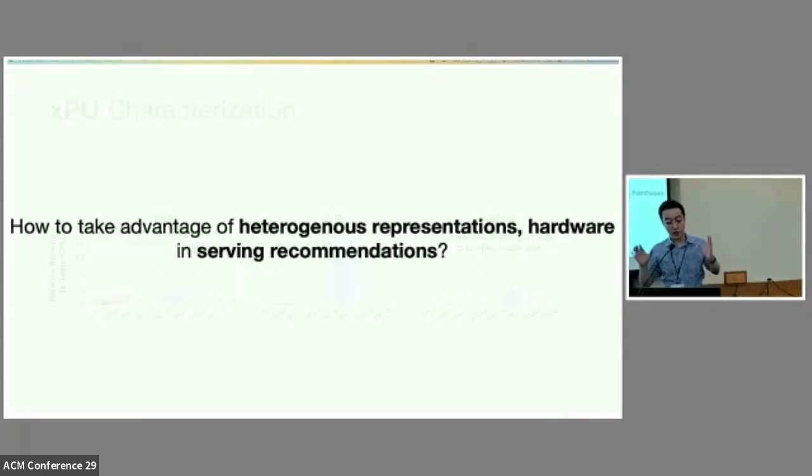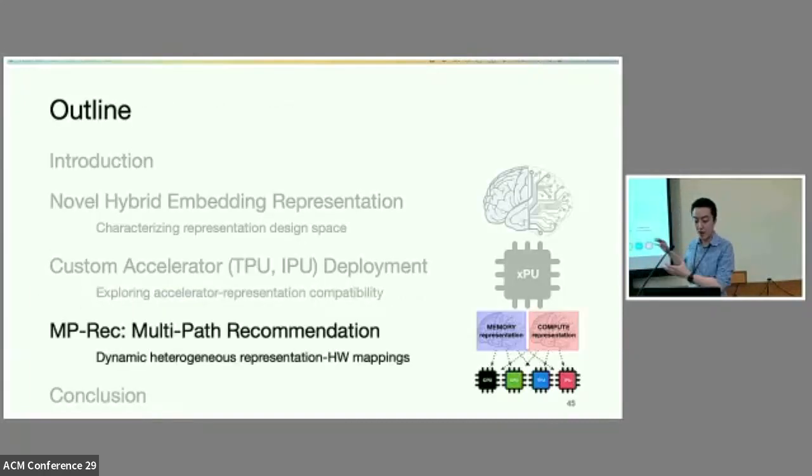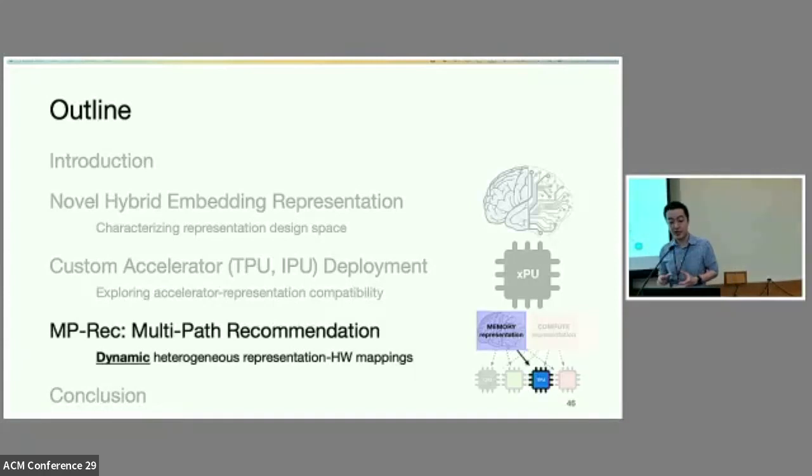So far, we have all these different representations above, on top of tables and different hardware. But how do we use all of this together to serve more and better quality recommendations? The last component I want to talk about is multi-path recommendation, where individual representations can dynamically be activated on target hardware. This will allow us to balance both performance and accuracy for better overall recommendation serving.